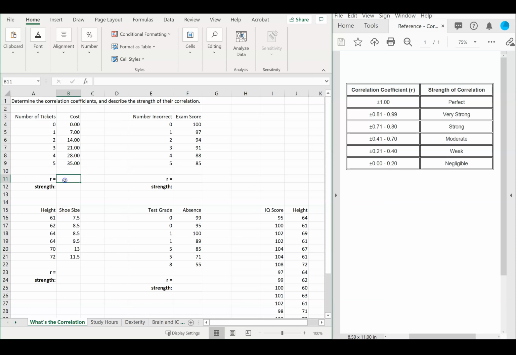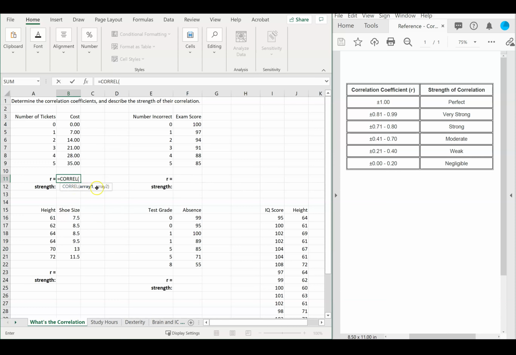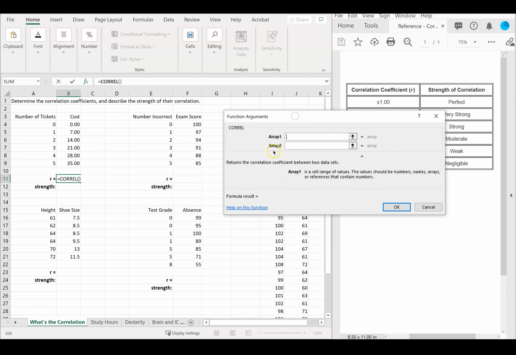In order to get the correlation coefficient, I'm going to type equals CORREL. Look at that, Excel only has one function that has anything to do with correlation. You can double click that. Array 1 is my x values. If you're not sure, by the way, you can click the Insert Function button and it will really describe what's going on.